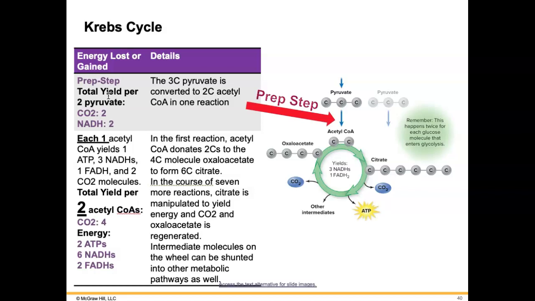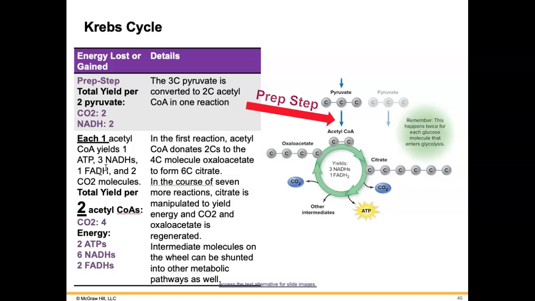So during the prep step, we get 2 pyruvate, 2 CO2, 2 NADH, and then in the Krebs cycle, each acetyl-CoA will give us 1 ATP. Remember, this is each acetyl-CoA. We had 2 here and here. So we yield 1 ATP per acetyl-CoA, 3 NADHs per acetyl-CoA, 1 FADH per acetyl-CoA, and 2 CO2 molecules.